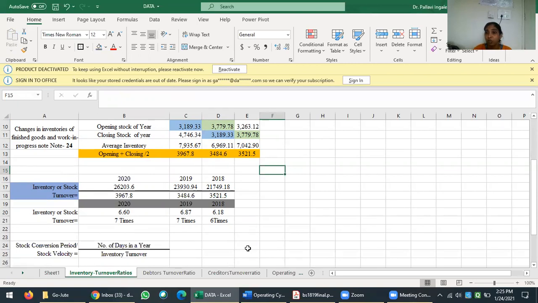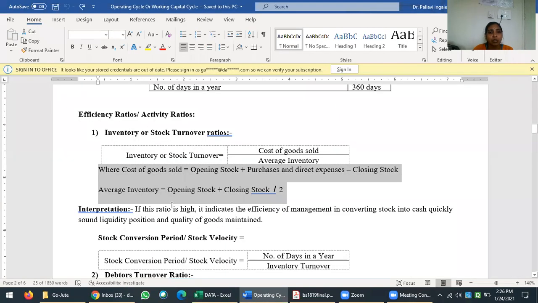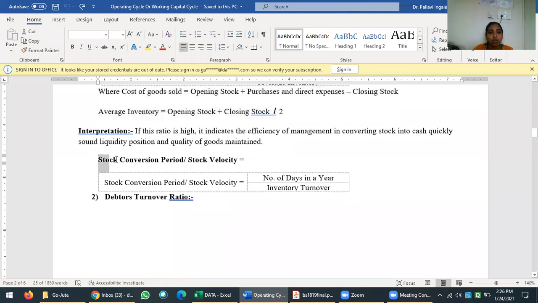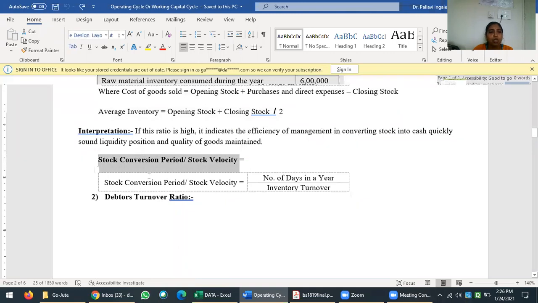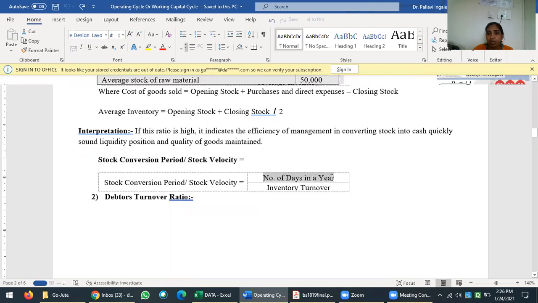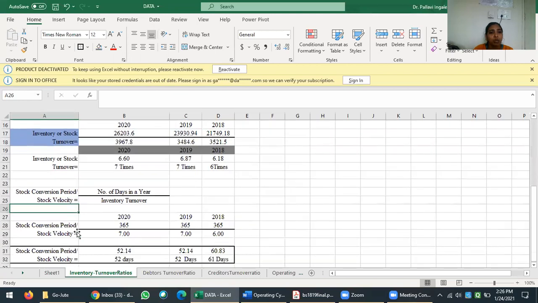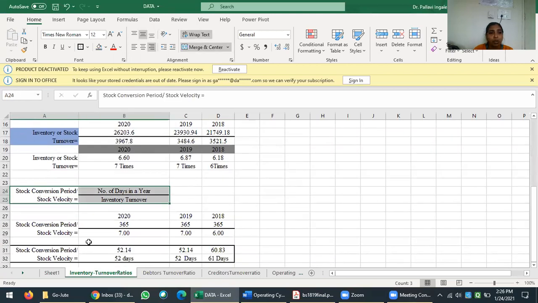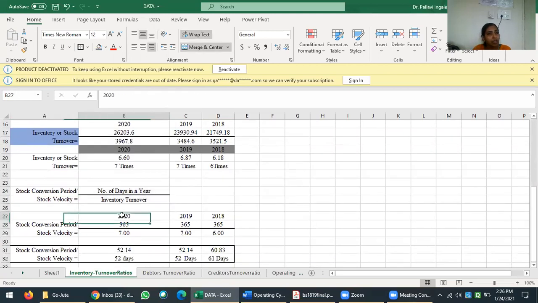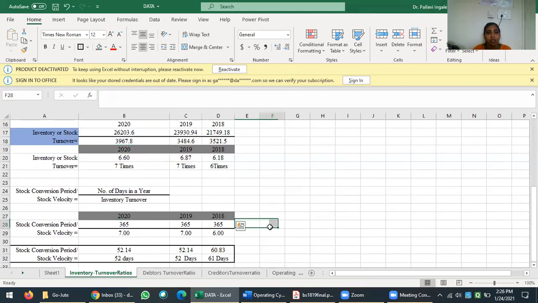number of days not yet calculated. So how to calculate that? Here in the sheet it is given: stock conversion period, or stock velocity also sometimes it's called. The first one is stock conversion period. What is given? Number of days in a year divided by inventory turnover. Okay. So here I'm using the same formula. I have copy pasted the formula. Now here is the year. I'm giving years here first for understanding purposes.